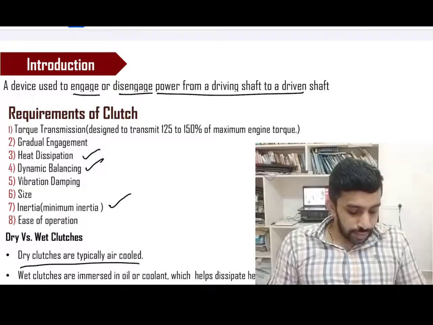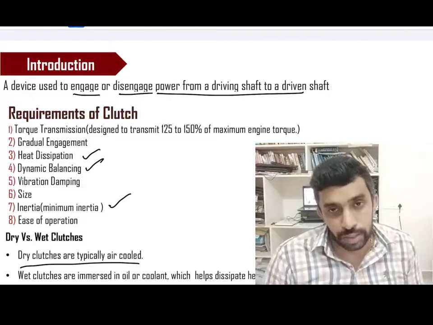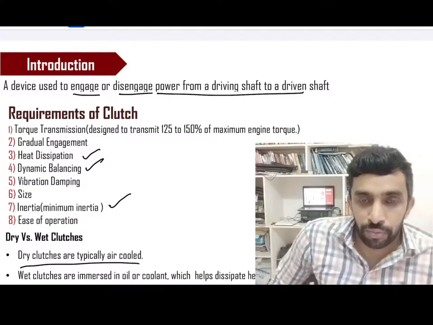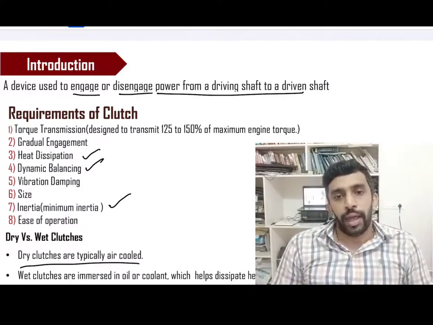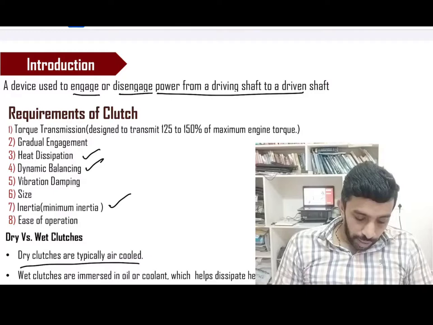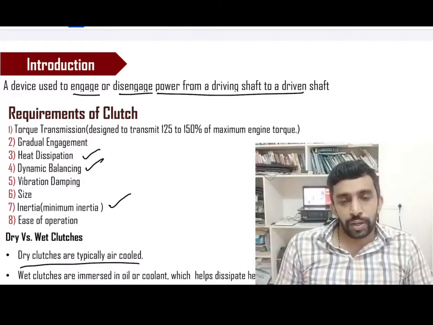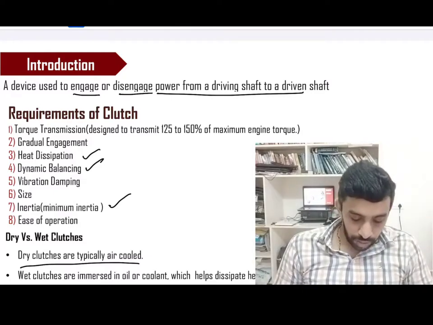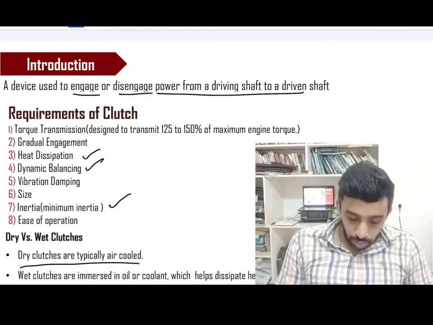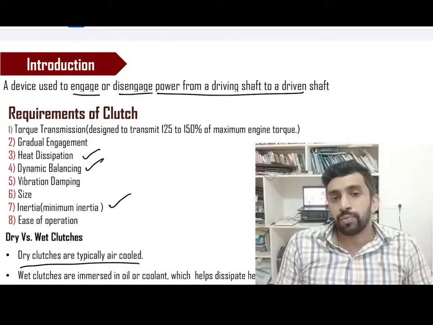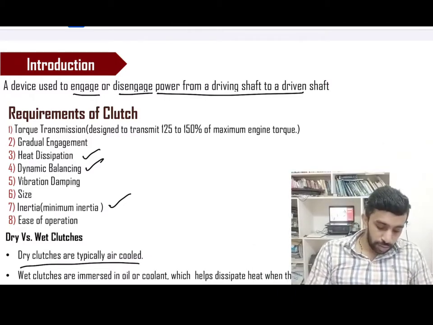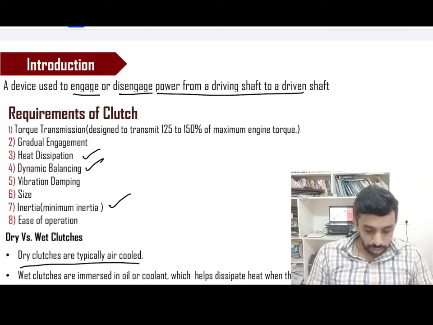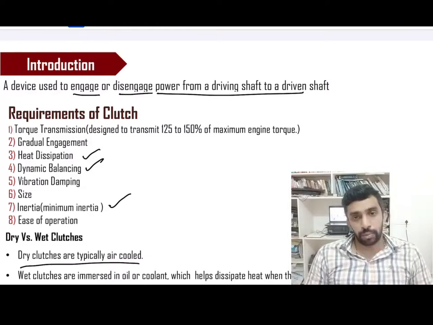So basically the dry clutches are typically air cooled. There is no external or internal cooling system available with that. It has to happen naturally. And for the wet clutch, wet in the sense means we are using some amount of oil. So definitely there it is immersed in an oil or a coolant, and it helps to dissipate the heat that is being generated in the clutch.